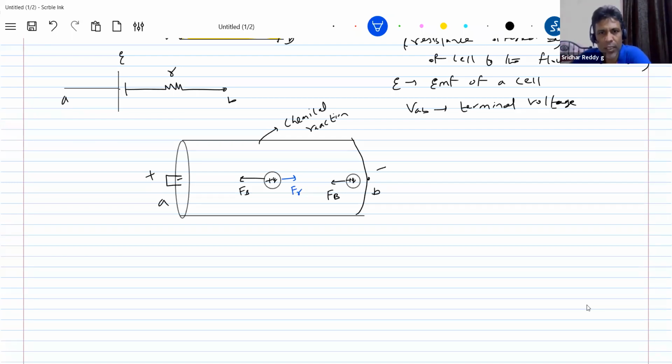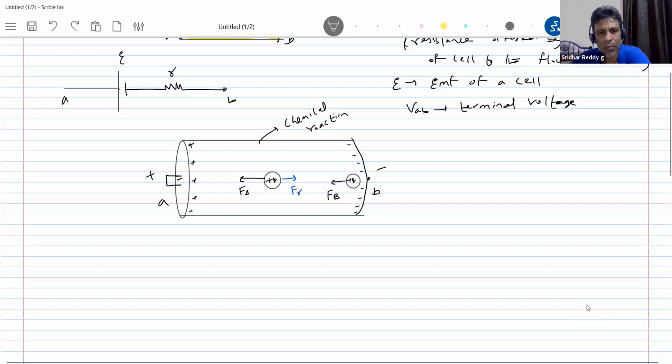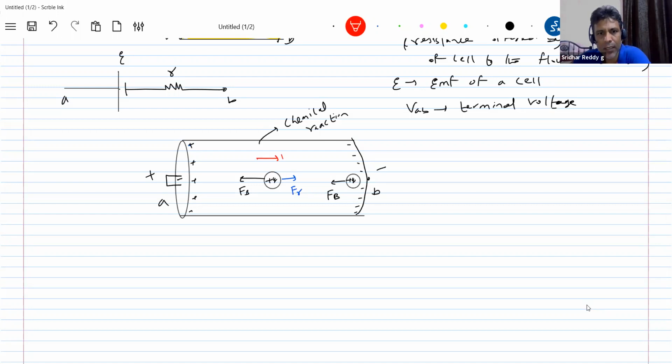So continuously, positive charge is set up here and negative charge is set up there. How long will this flow of charge occur? As long as the battery force is greater than the resistive force. Meanwhile, at one particular instant, because of this potential, an electric field is set up.